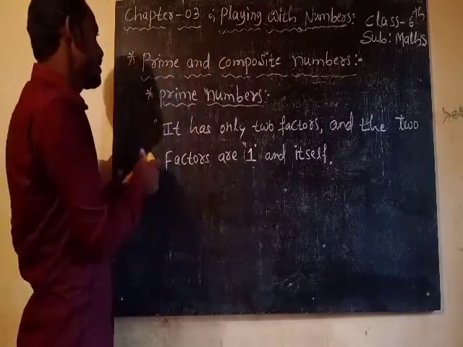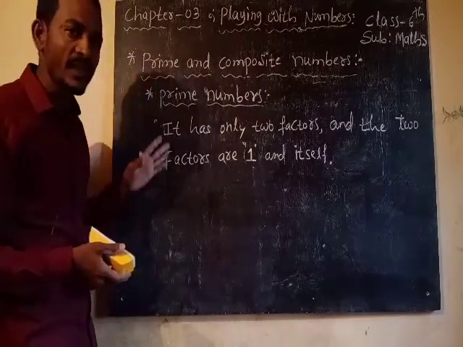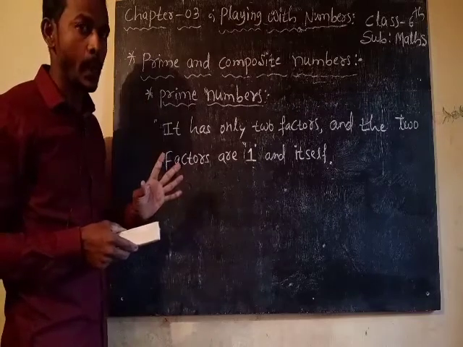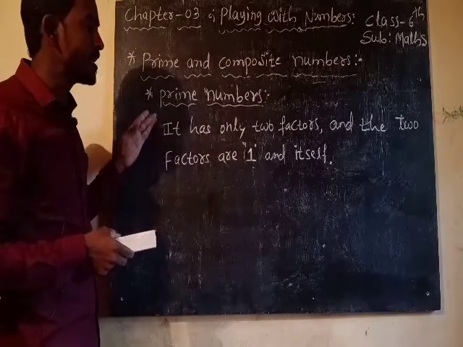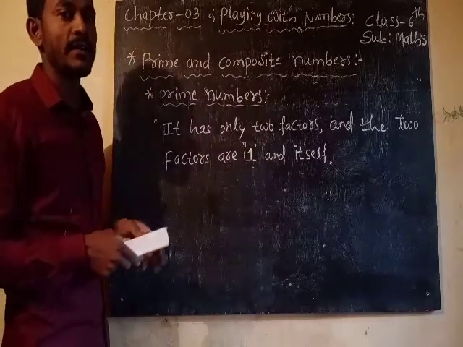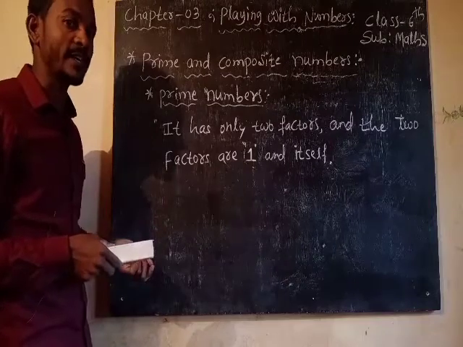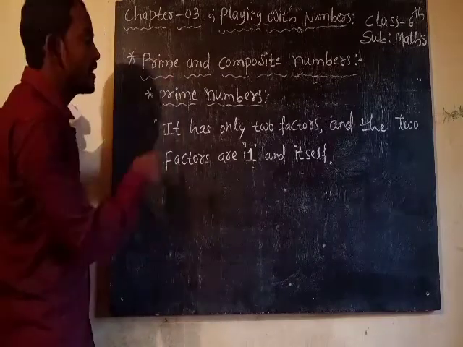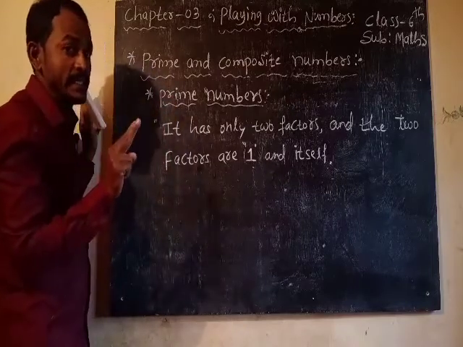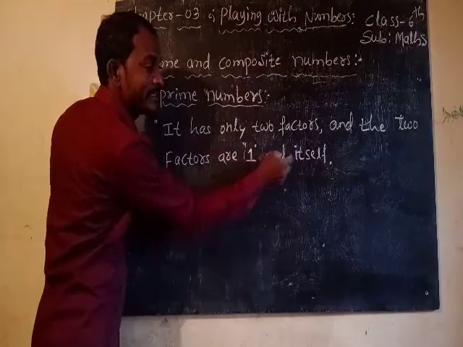I already wrote on the board what is meant by a prime number. A prime number means what? It has only two factors. Those two factors are 1 and itself. Already you know, 1 is a common factor of all numbers. So a prime number has only two factors, 1 and itself.